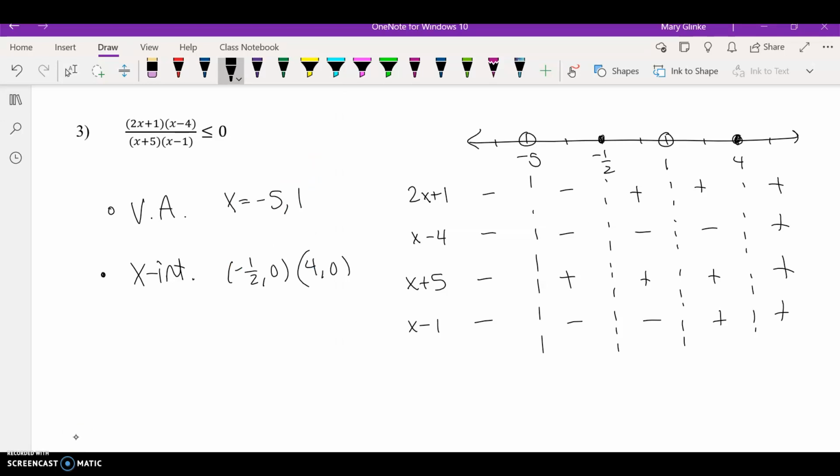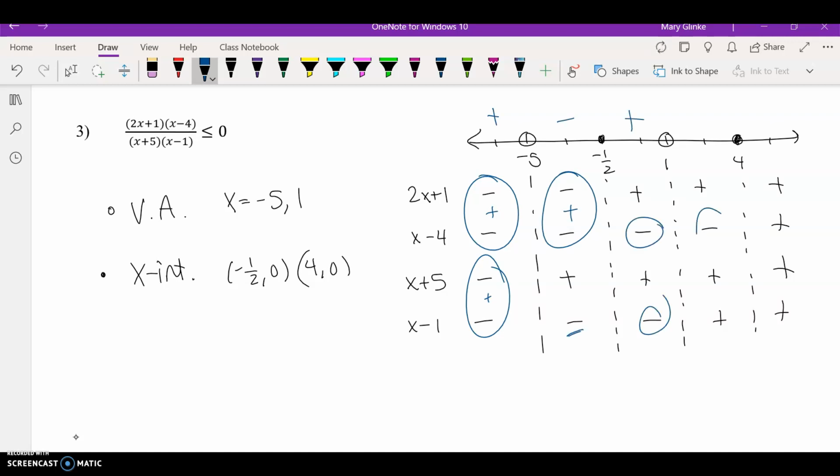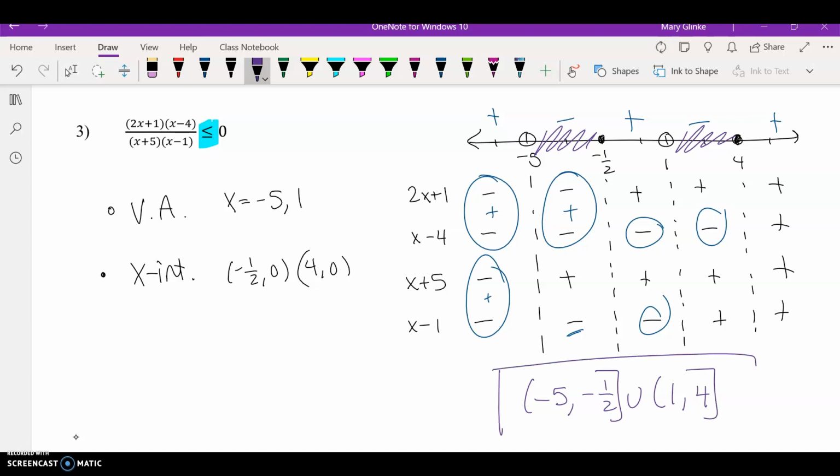We have all of our different positives and negatives. Then every pair of negatives is going to end up being a positive overall. So we're going to get a positive, a negative, a positive, a negative, and a positive. So everywhere this is less than or equal to 0 would be all of your negative intervals. So we would do from -5 to -1/2 in union with 1 to 4. Now it's not always going to bounce back and forth between positive, negative, positive, negative. It's just that the examples so far have done that, but not every single example will do that.